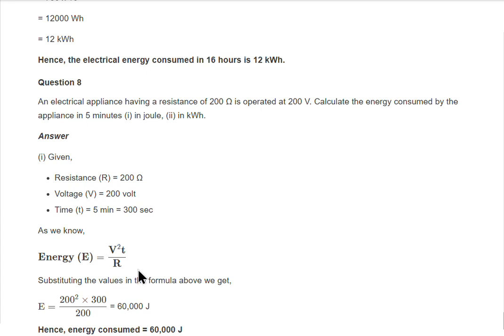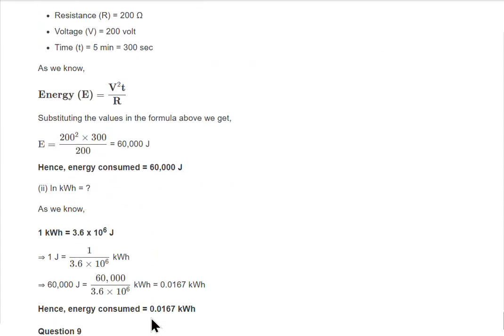Total answer: V as 200 square, then T as 300 and R as 200. So we will get 60,000 joule. 60,000 will be the answer, but all are in SI units, right? So the energy unit will be joule. Now we need to convert it to kilowatt hour.